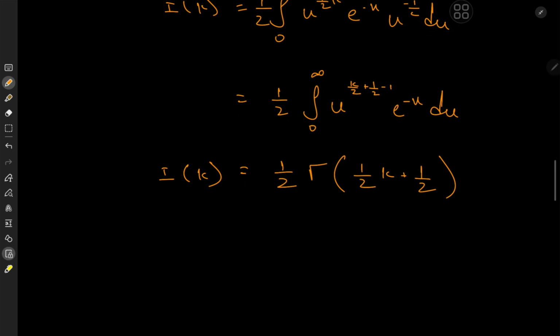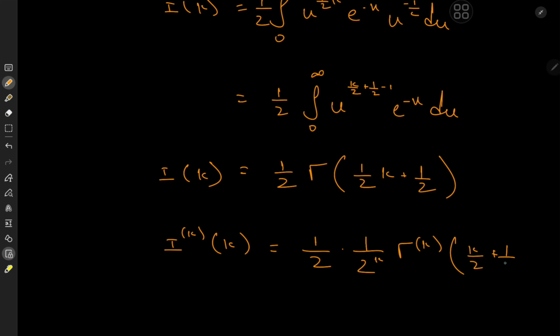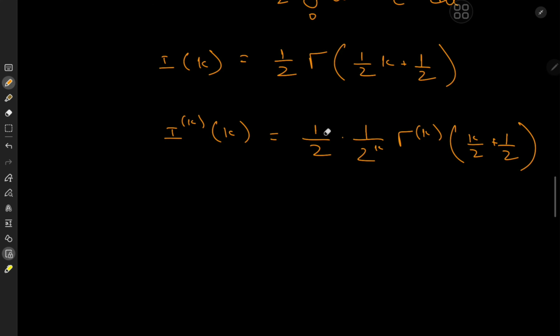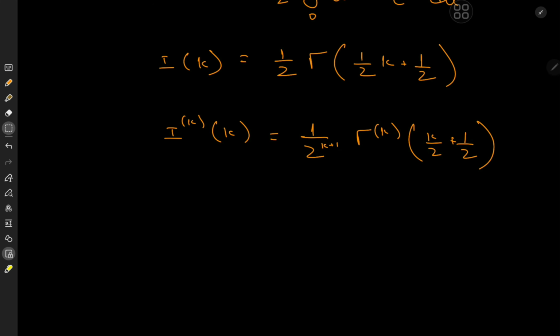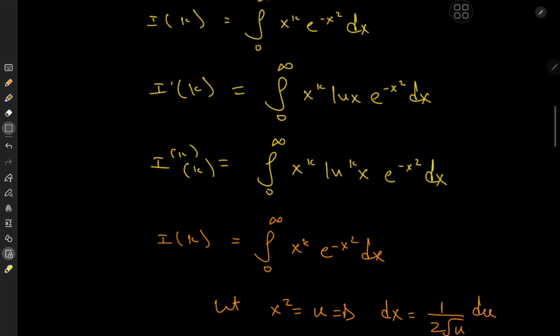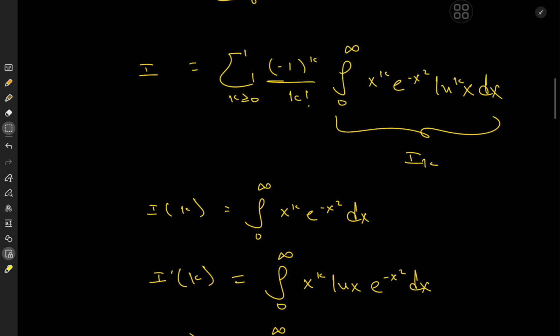But now if I differentiate this k number of times, we have the kth derivative equal to 1/2 times, on differentiating, 1 over 2 to the k. Then we have the kth derivative of the gamma function, which of course are polygamma functions, but I'm just going to write it in this way because it looks pretty cool, of k over 2 plus 1/2. So I'll just multiply all these factors up front to write this as 1 over 2 to the k plus 1. So that's the result of our target integral, or the derivative of our target integral. Well, that was our target integral, to be very honest, for I sub k anyway.